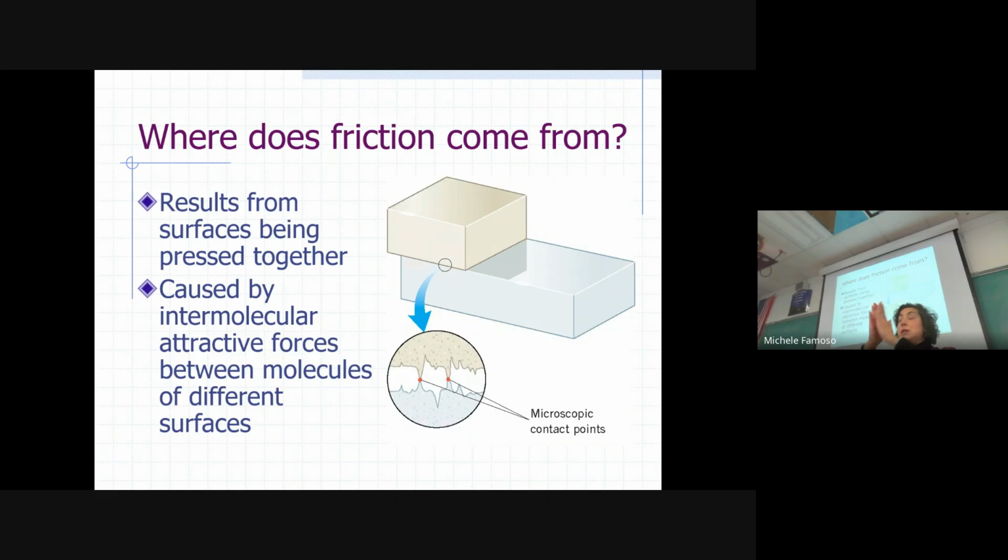Now, try this with me. Take your two hands, just lightly press them together and rub. A lot of friction or no? Not much. Now really press them together and try to rub them. A lot harder to do that now, right? That's because there's a lot more friction there. The more you press surfaces together, the more friction you're going to get.